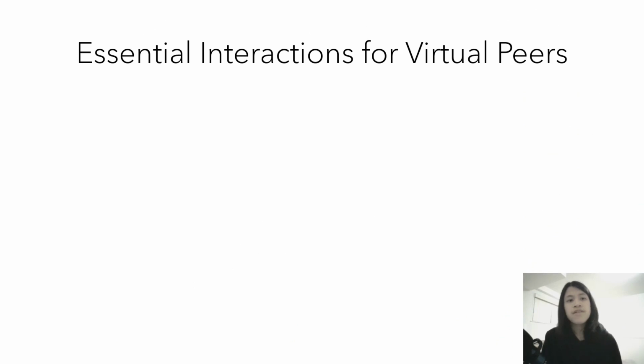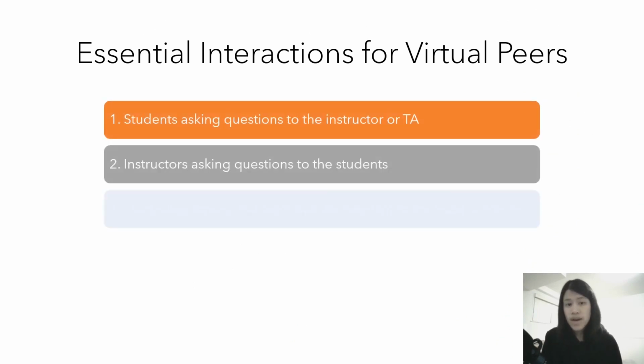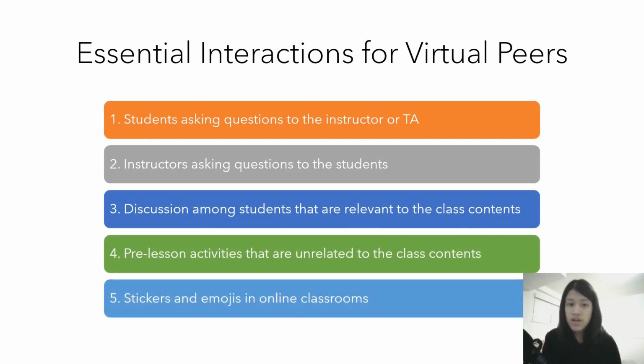We found 5 essential interactions to include for virtual peers. They are 1. Students asking questions to the instructor or TA. 2. Instructors asking questions to the student. 3. Discussion among students that are relevant to the class contents. 4. Pre-lesson activities that are unrelated to the class contents. And 5. Stickers and emojis in online classrooms.